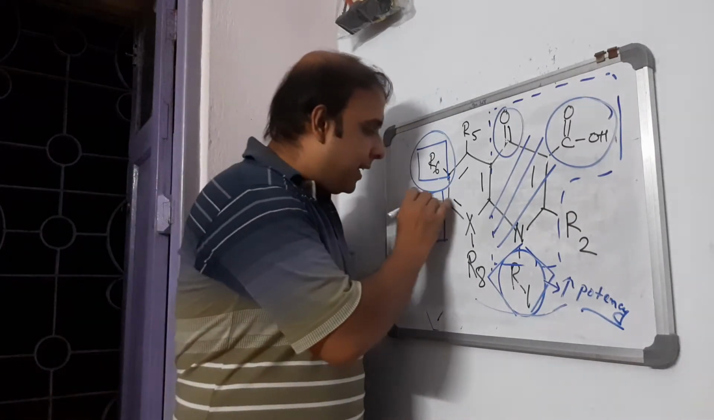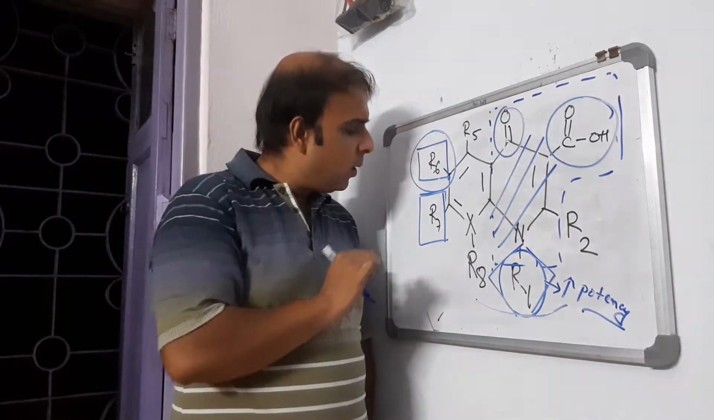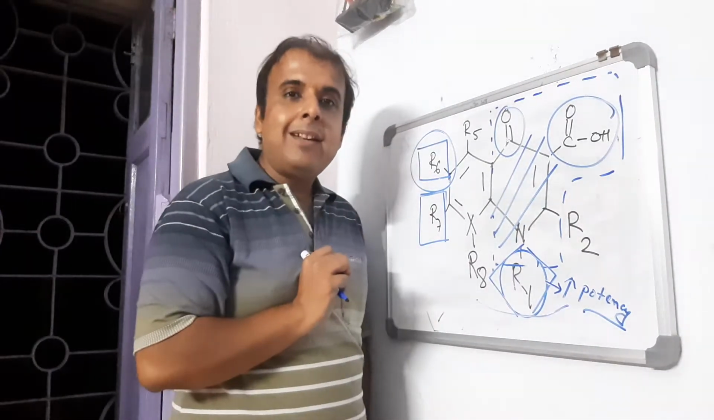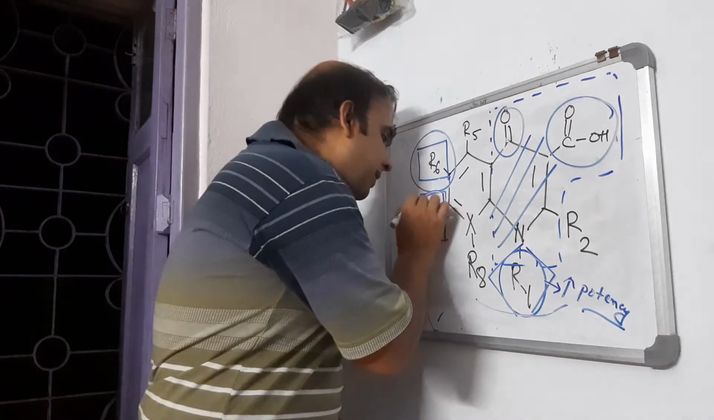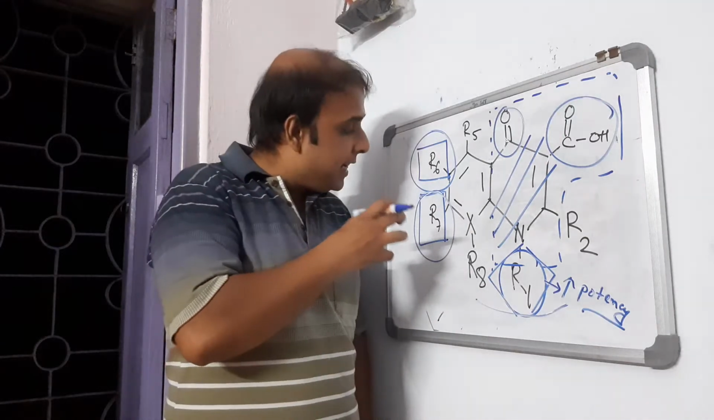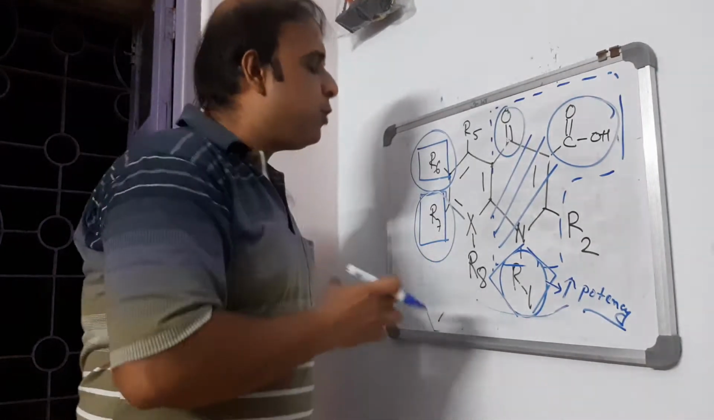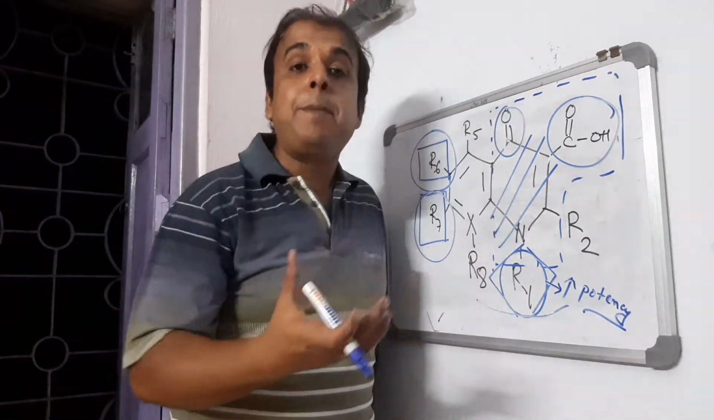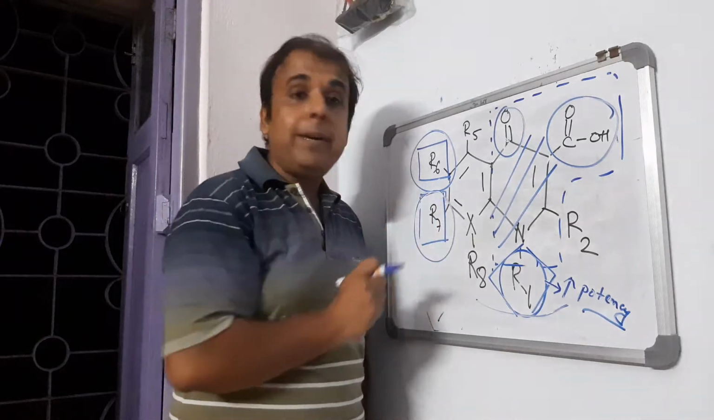Now coming to this area, R7. This is the area which is modified so that the spectrum can be widened. This basically governs the spectrum of activity. If we want the fluoroquinolone to be a broad spectrum antibiotic, this is the area which is quite often targeted.